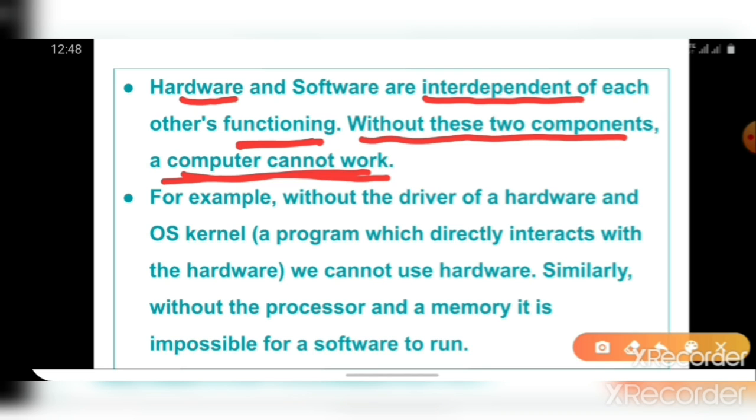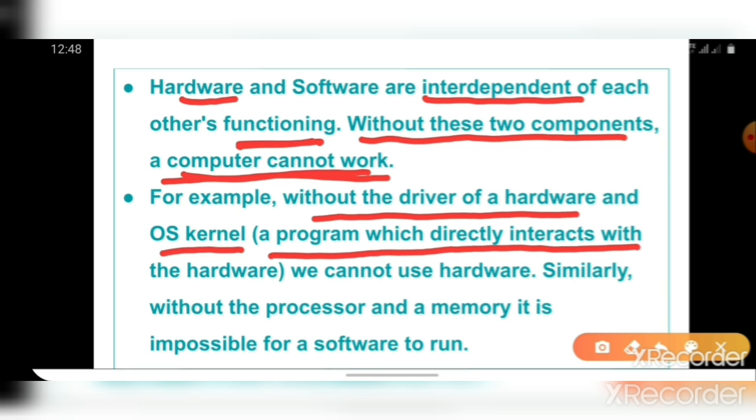For example, without the driver of a hardware. Now, a driver is a type of software which is required in order for any hardware to work inside your computer. So without the driver of a hardware and the OS kernel. What is an OS kernel? An OS kernel is a program which directly interacts with the hardware. It is a software which directly interacts with the hardware. Without these two things, without the driver and the OS kernel, we cannot use hardware.